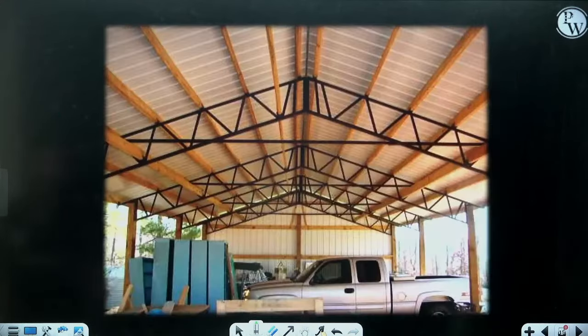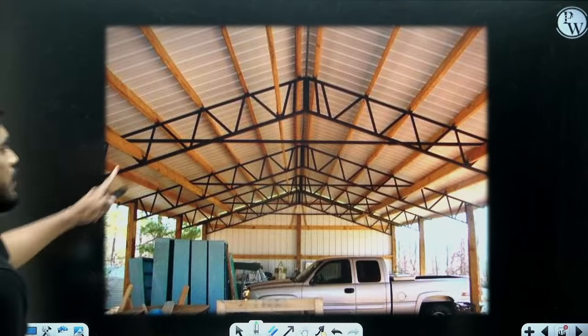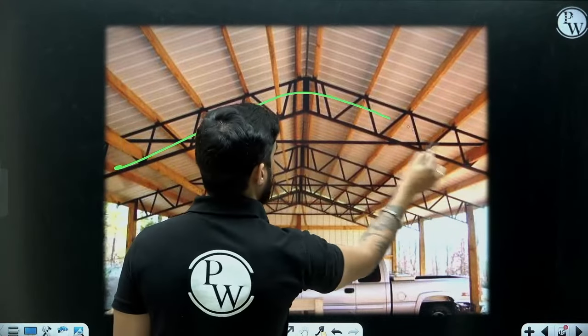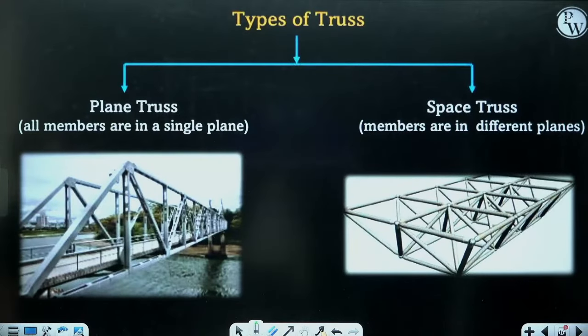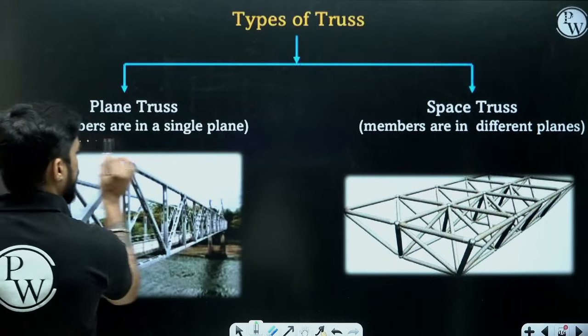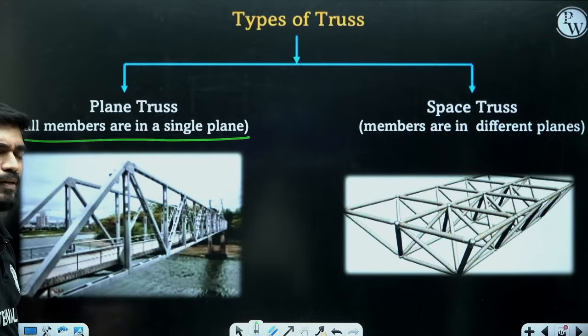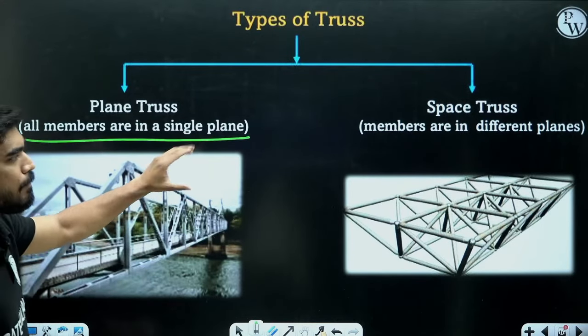Okay, chalo. This is also a truss. This is known as a roof truss. Can you see a roof truss? Okay, now understand, there are two types of trusses, plain truss and space truss. What is the difference between them? If all the members are in a single plane, then it is known as a plain truss.